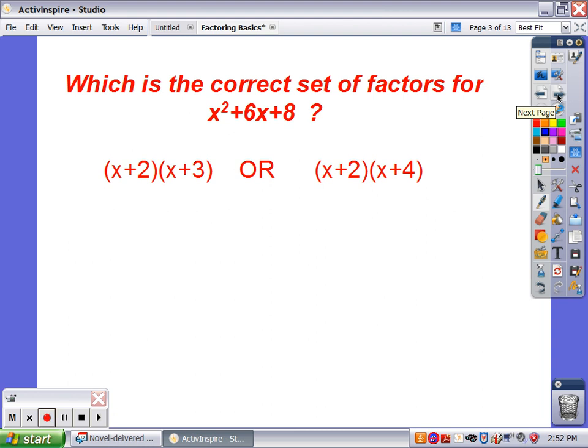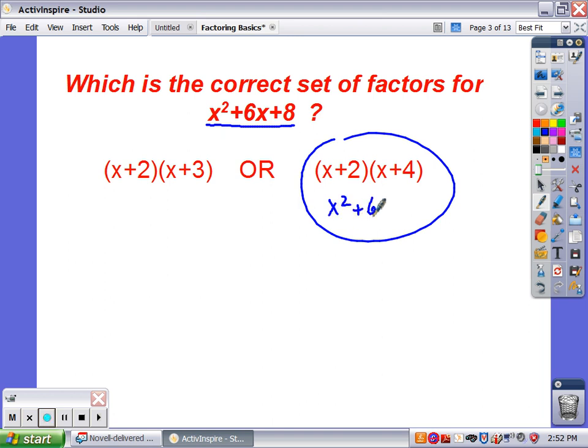What if you were asked, which is the correct set of factors for x squared plus 6x plus 8, the left or the right ones? And just that quickly, you should be able to say the right ones. Why? Because when you multiply, you get what you started with. Over here, I would get x squared plus 5x plus 6, and that's not what I started with.